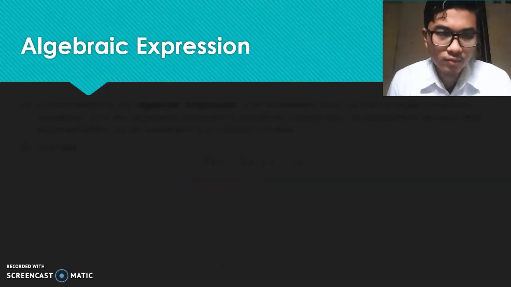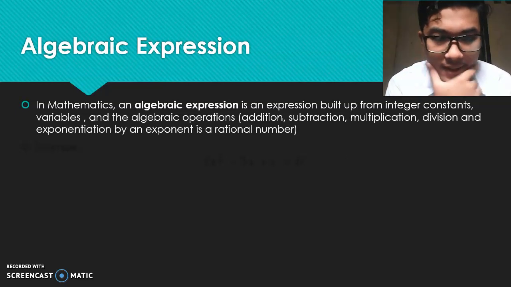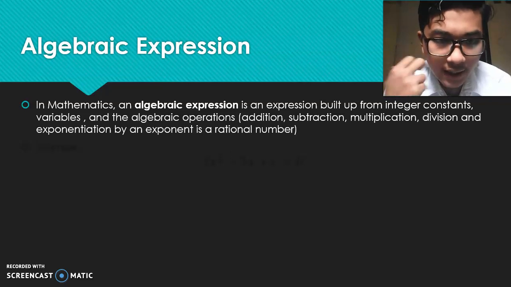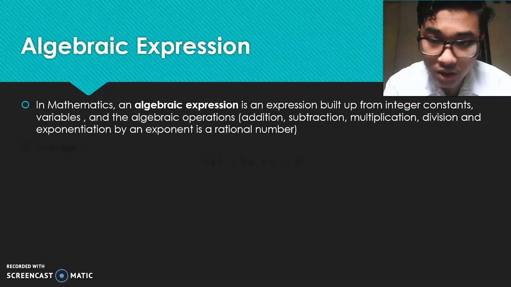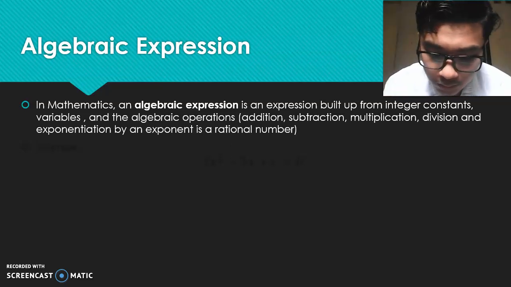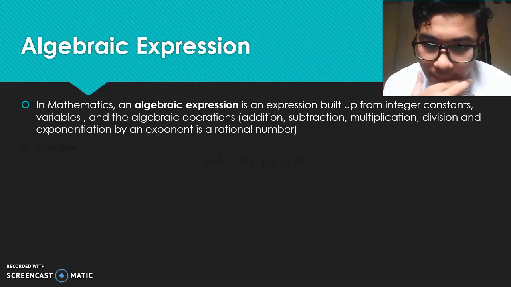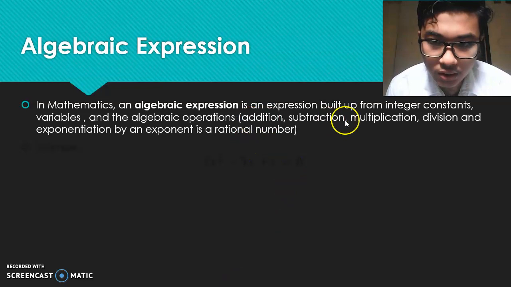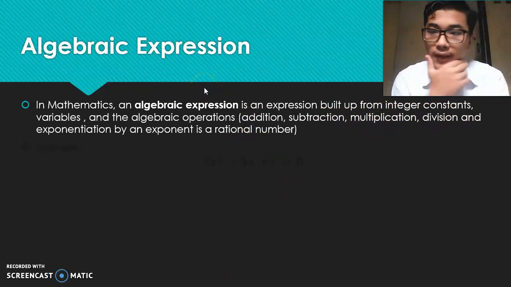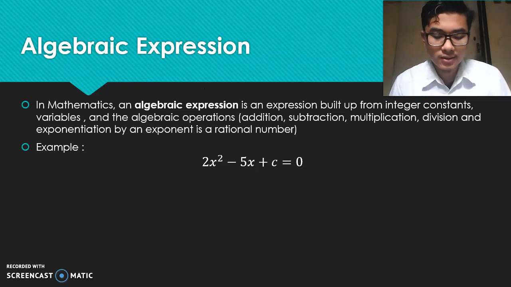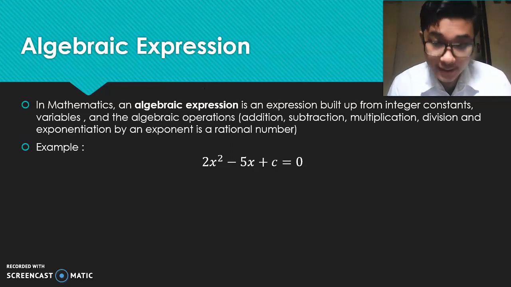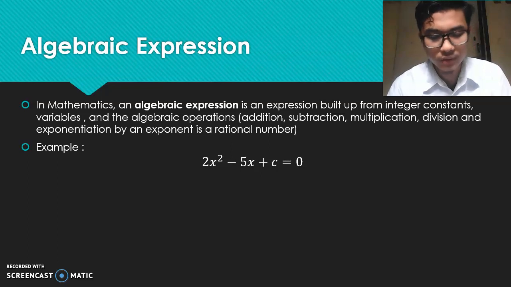Next one, algebraic expression. In mathematics, an algebraic expression is an expression built from integer constants, variables, and the algebraic operations, like addition, subtraction, multiplication, division, and exponentiation by an exponent that is a rational number. Exponent is like a power, quadratic, and etc. But we just discuss addition, subtraction, multiplication, and division. For example, 2x powered by 2 minus 5x plus c equals 0.